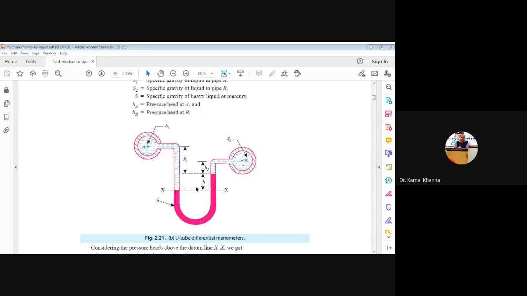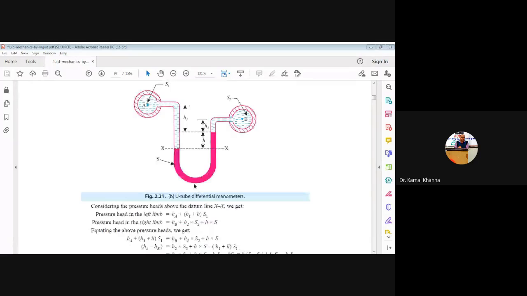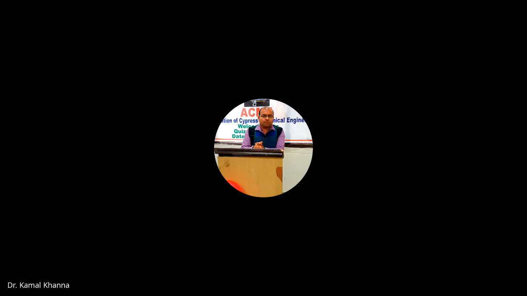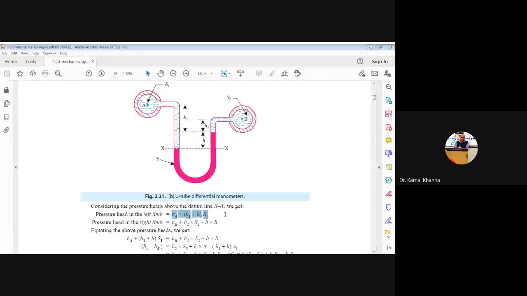So again, calculating the pressure in the left limb as well as in the right limb. The pressure head in the left limb will be the same as in the previous case. So it becomes equal to HA plus H1 plus H, that is this height. We always have to reach from the point where the pressure is to be measured to the reference line. So (HA plus H1) S1 plus H S1. We'll take S1 common, so it becomes, you can see the highlighted equation, (HA plus H1 plus H) into S1.